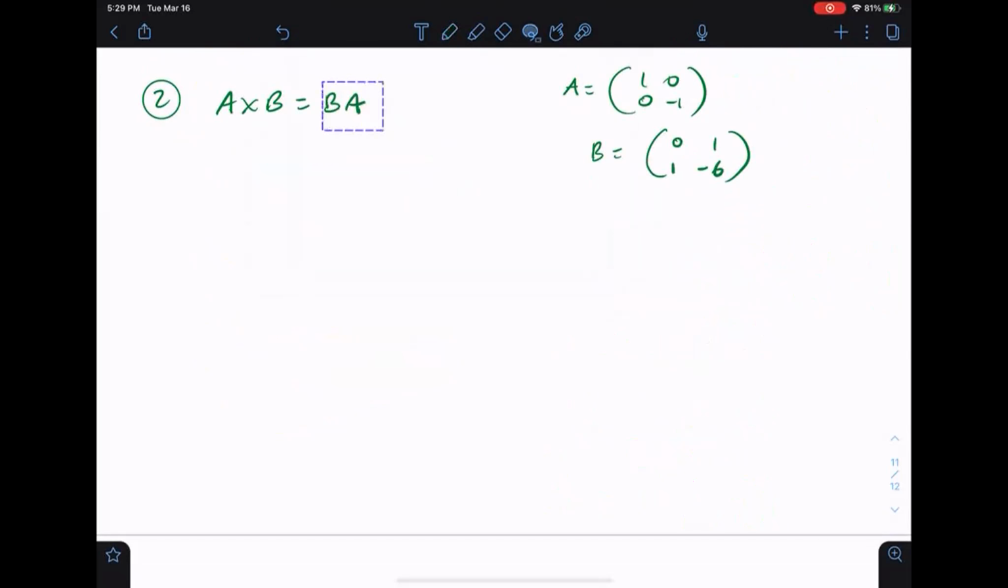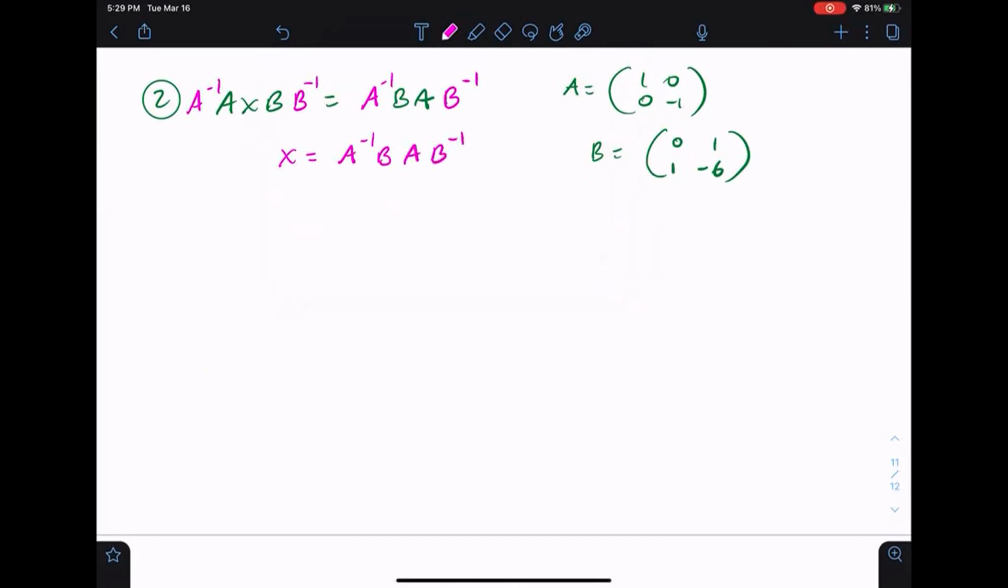Instead of doing one thing and then another thing, I will do two things at the same time. I will multiply the left side by A inverse, and I will multiply the right side by B inverse. So you will get this, right? The identity, everything cancels out. So you get X equals A inverse times B times A times B inverse. That's what you get when you do this computation.